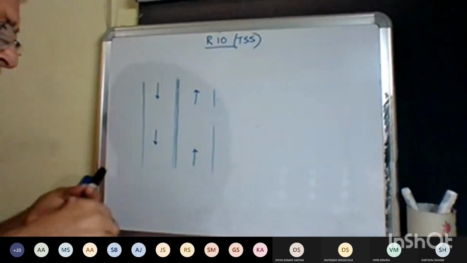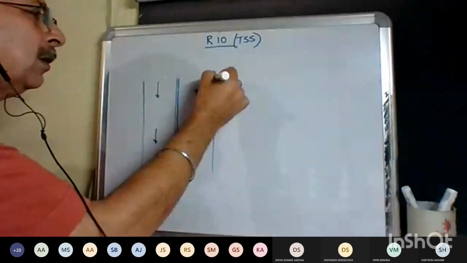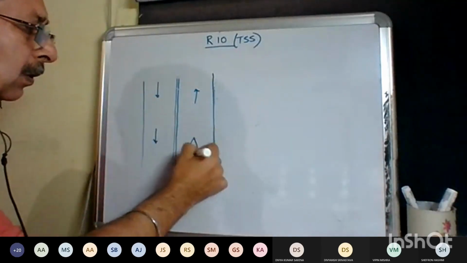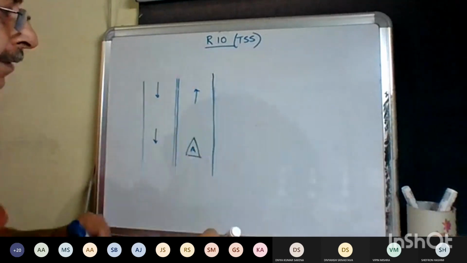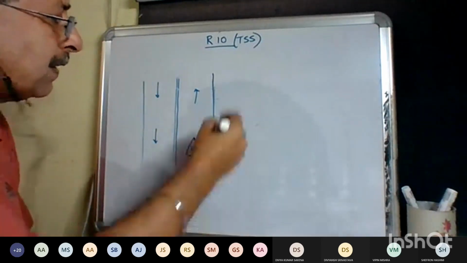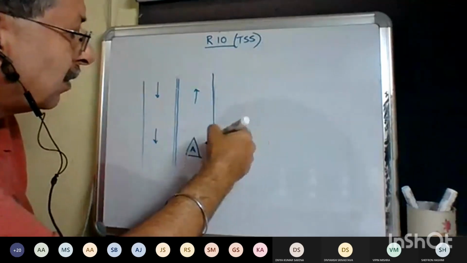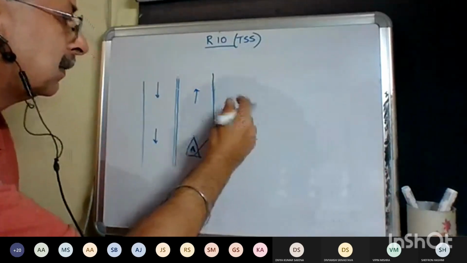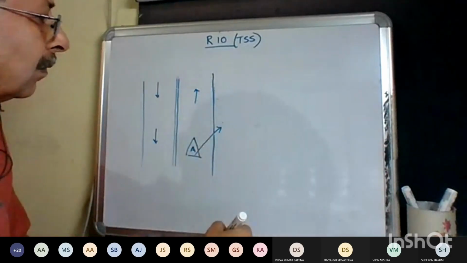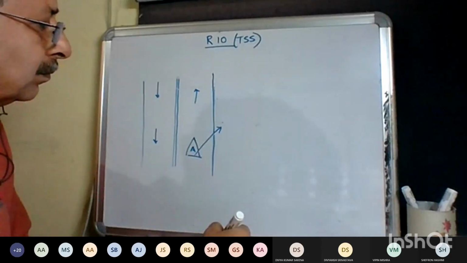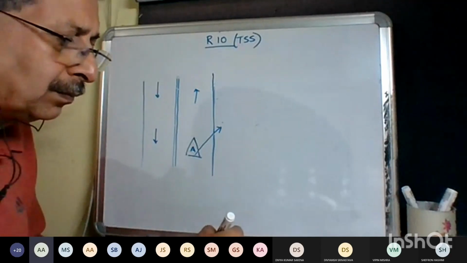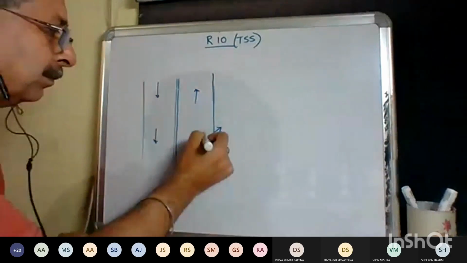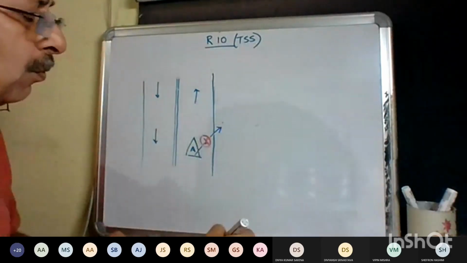Let's try to understand this. So I've got this. This is my vessel, Vessel A, a power-driven vessel. There is a vessel which is bothering me. So can I go here? Can I go like this? No, sir. Cannot. This is not allowed. Why?